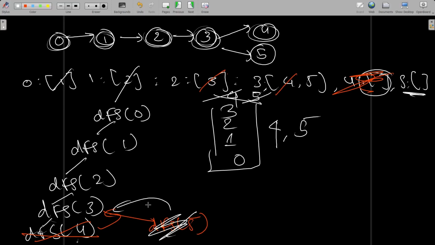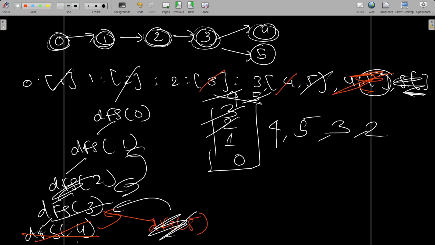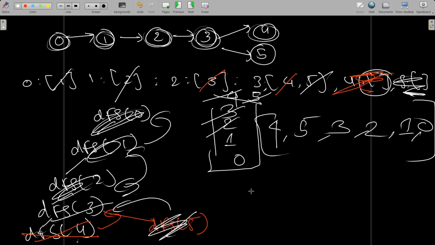Now we move back to 3. We see that on moving back to 3, the DFS call of 3 is getting completed as well. So we pop it out. Now we move back to 2. The DFS call of 2 gets completed. We move back to 1. The DFS call of 1 gets completed. Move back to 0. We see that the DFS call of 0 is also completed, and we finish it off. So you get something like this.